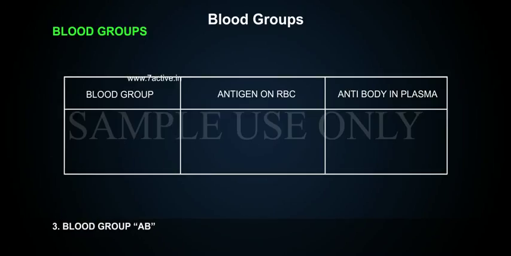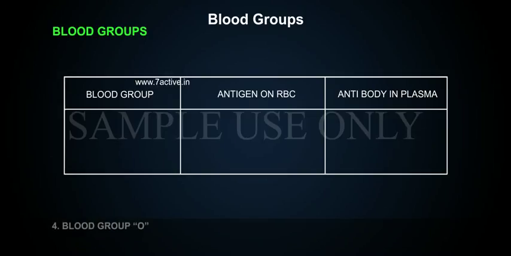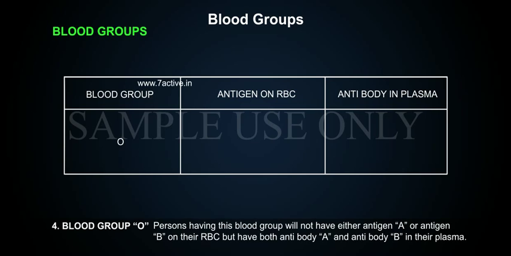3. Blood group AB. Persons having this blood group will have both antigen A and antigen B on the surface of their RBC. They do not have antibody A and antibody B in their plasma. 4. Blood group O. Persons having this blood group will not have either antigen A or antigen B on their RBC, but have both antibody A and antibody B in their plasma.